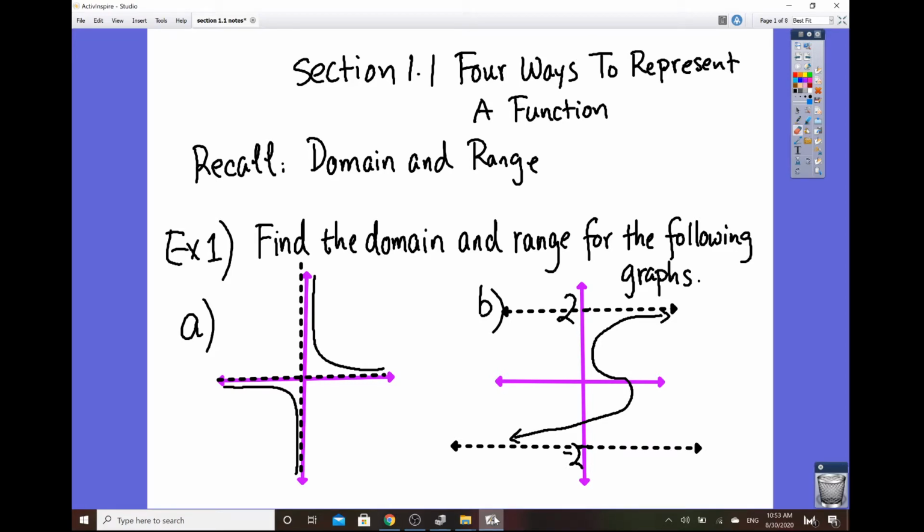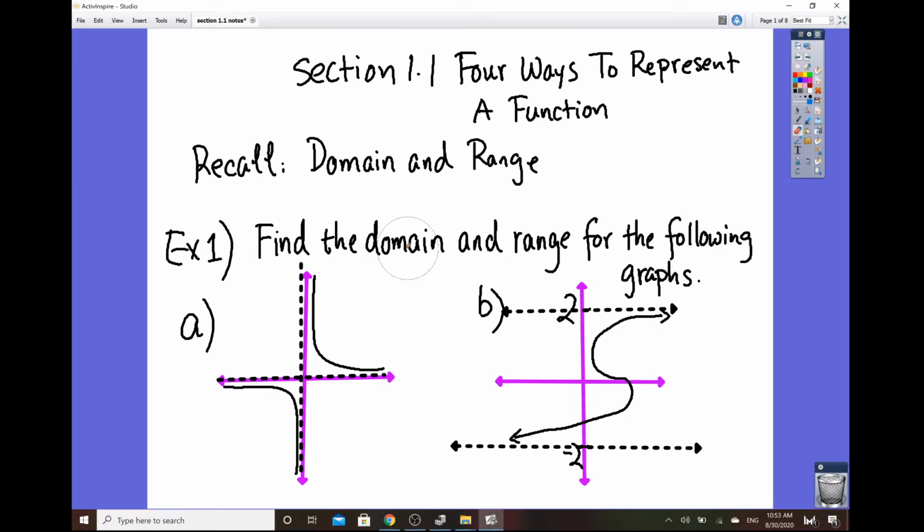For those who need more time to go back to the lecture, this is section 1.1: four ways to represent a function. Record the domain and range. The graphing template should be uploaded on Google Classroom. You can just download it and save it as a PDF file. Find the domain and range for the following functions.